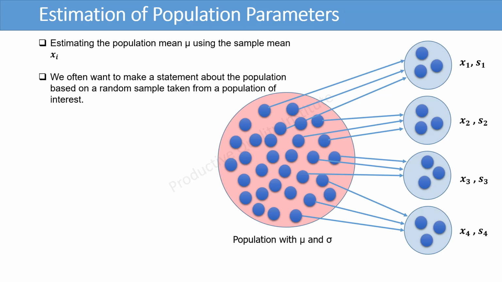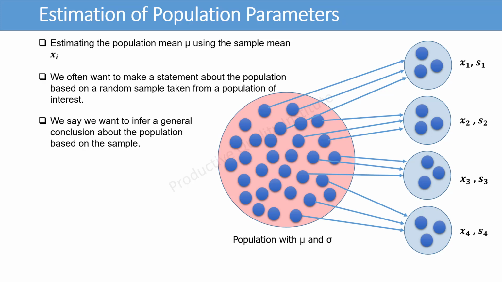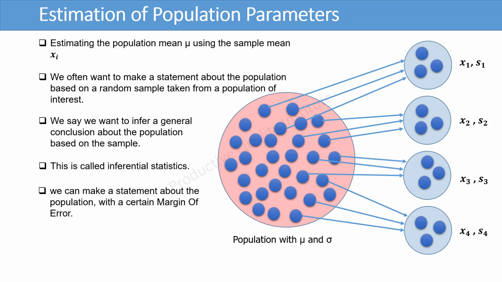We often want to make a statement about the population based on a random sample taken from a population of interest. We say we want to infer a general conclusion about the population based on the sample. This is called inferential statistics. We can make a statement about the population with a certain margin of error.